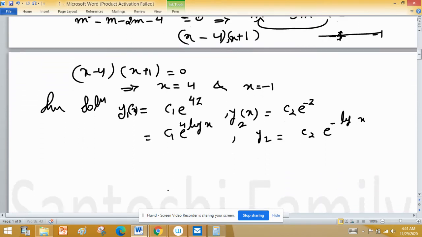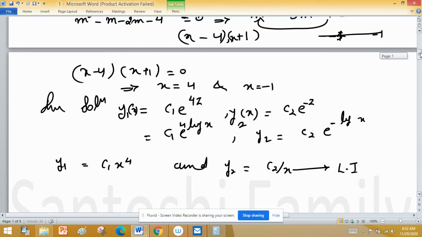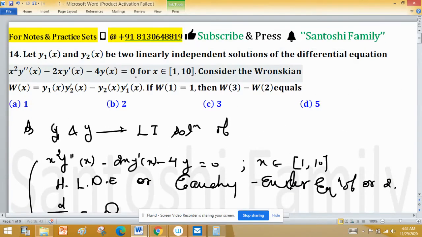This gives y1 equal to c1 x raised to the power 4 and y2 equal to c2 upon x. These are our linearly independent solutions as given in the statement. Now consider the Wronskian.